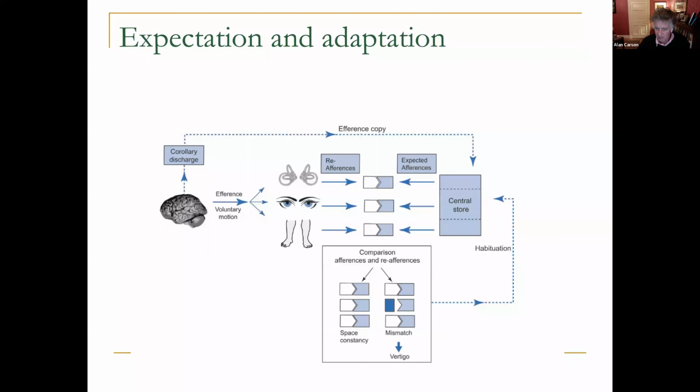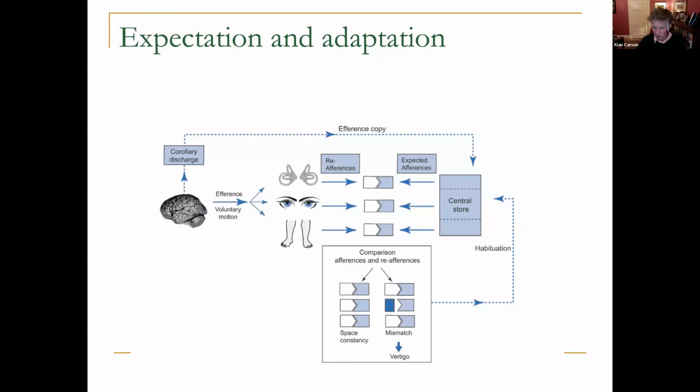But we can easily see, in terms of expectation and adaptation, how we can create de novo a functional disorder out of an expectation. So the sensation of dizziness: when you make a voluntary motion, your ears, your eyes, your musculoskeletal system make the motion, and they decide how much motion they've made. But you also have a corollary discharge with an efferent copy, and you're checking that the reafferents and expected afferences match. And when you don't, you'll get vertigo.